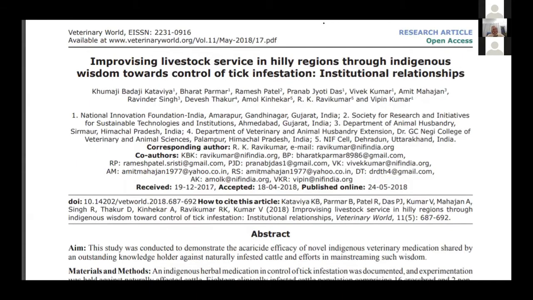to get. Now, this is a paper from NIF, where there are colleagues from Srishti, colleagues from NIF, and the first author is the knowledge holder, Khumaji Badaji Katabia. It is for ticks. Now, we tried that this should become the norm, where the knowledge provider from a local community becomes the first author.